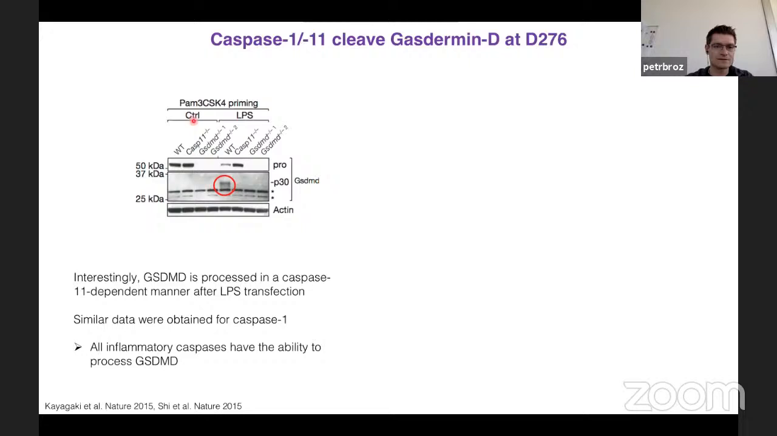unstimulated. This is the control. So gasdermin D is in its pro form here, or full length, present in the wild type and the caspase 11 knockouts, not present in gasdermin D knockouts. And after LPS transfection, so engagement of the non-canonical inflammasome, you get the appearance of this p30 fragment here of gasdermin D. And this doesn't happen in the caspase 11 knockouts. And similar data were also obtained for the canonical pathway, suggesting that the protein is cleaved by the caspase during inflammasome activation.